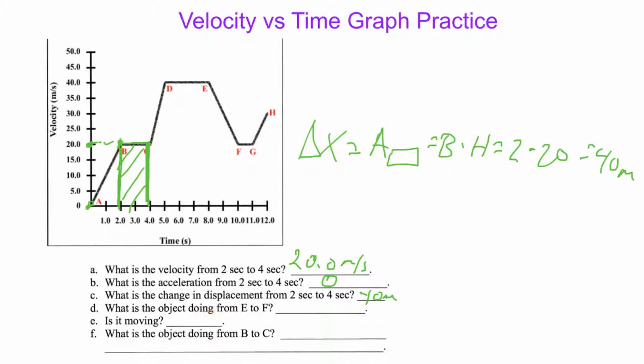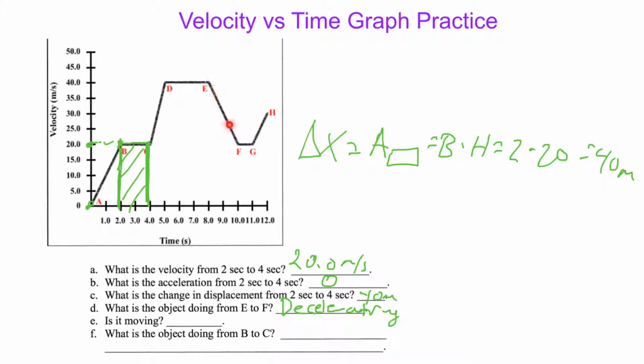Alright, what is the object doing from E to F? So here's E and here's F. What is the object doing? Okay, good. It is decelerating. That means that its velocity is changing in the negative direction. The object is slowing down faster and faster, or has a faster rate of slowing down, if that makes any sense.